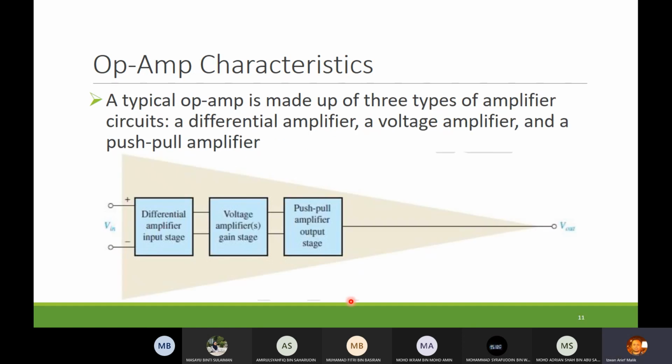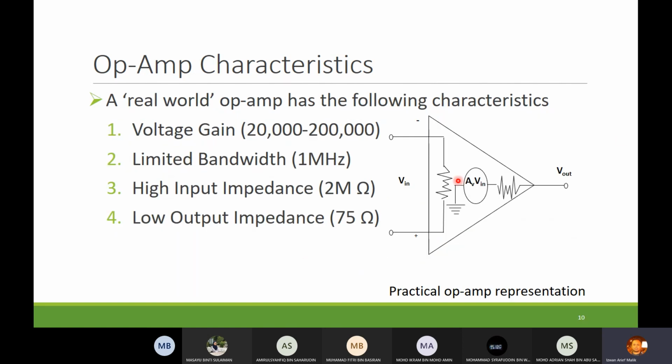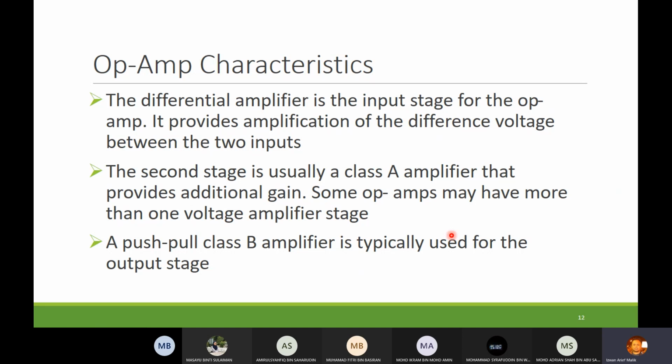Okay, so a typical op-amp is made up of 3 types of amplifier circuits, which is the differential amplifier, a voltage amplifier, and a push-pull amplifier. Okay, so kita ada differential, voltage dengan push-pull, amplifier output stage. So ini yang ada dekat dalam kita punya op-amp ni.